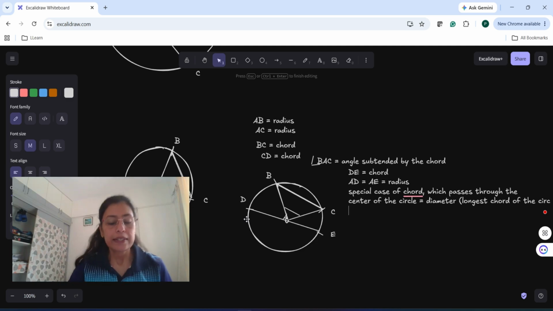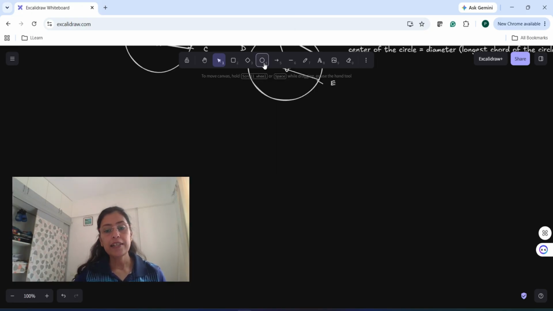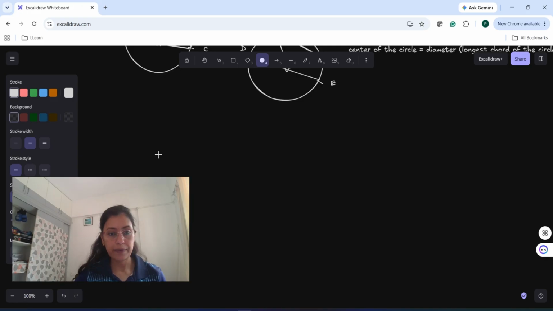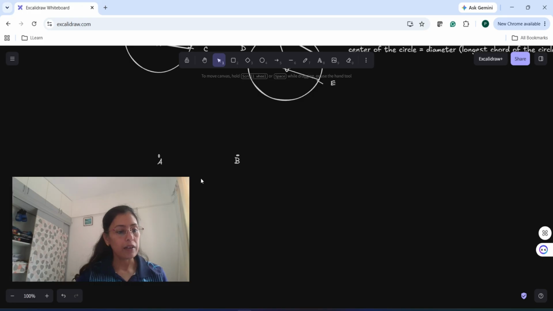Now we'll come to the next concept. I'll give you 2 points. One is point A, another is point B. This is my point A, this is my point B. Now, if I ask you, how many circles can you make through these 2 points? First, how will you draw a circle if you are given these 2 points?